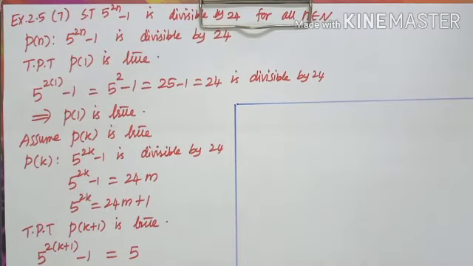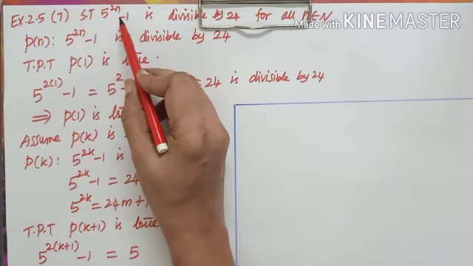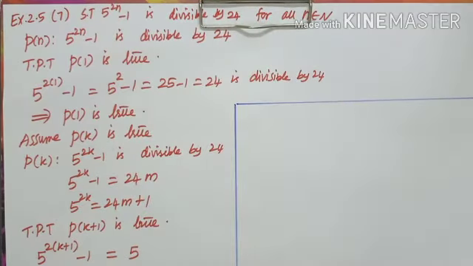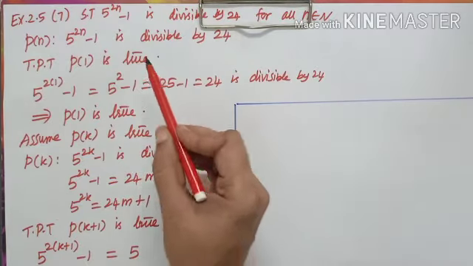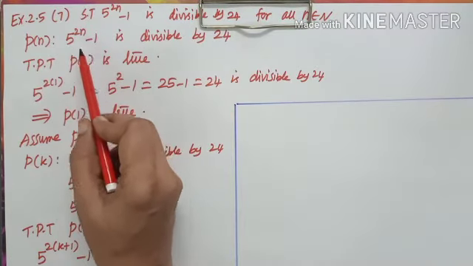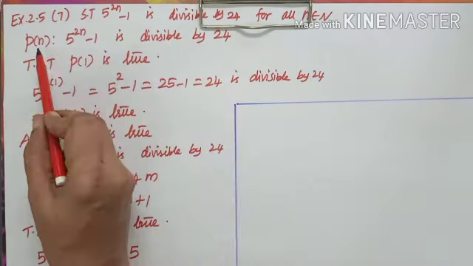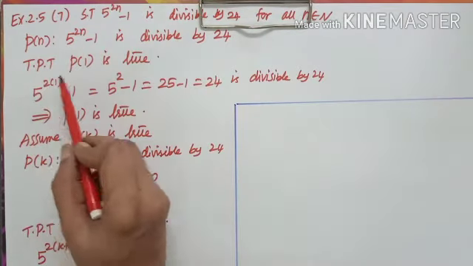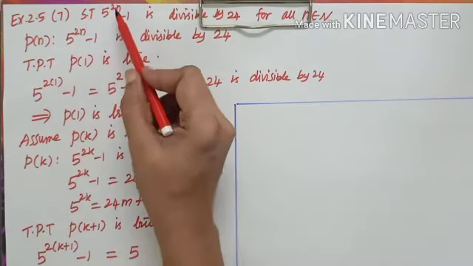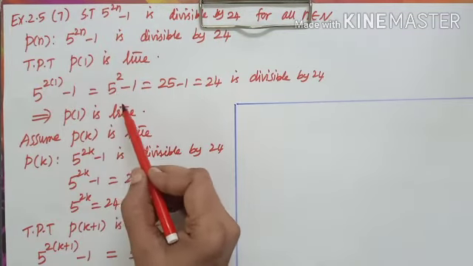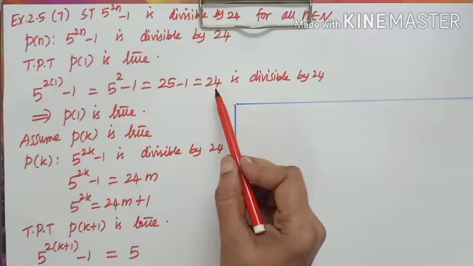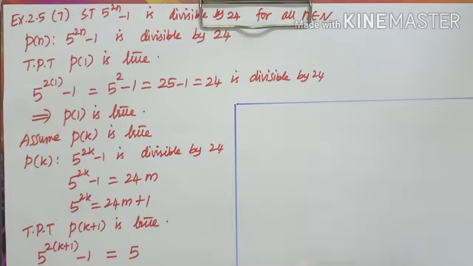Exercise 2.5, question number 7. Show that 5 power 2n minus 1 is divisible by 24. We have already done many problems. We can just outline. 5 power 2n minus 1 divisible by 24 is P of n. To prove that P of 1 is true, wherever n comes, put 1. 5 square minus 1, that is 25 minus 1, 24 is divisible by 24. So P of 1 is true.